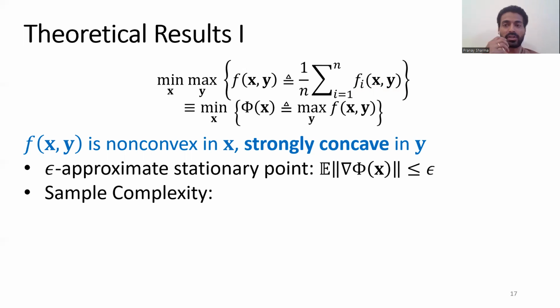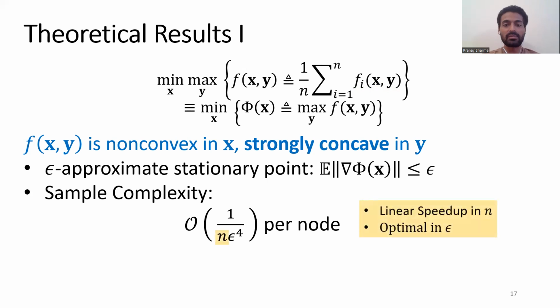And to achieve such a point, the sample complexity is given by order 1 over n epsilon to the 4 per client. So this is the computation which every client needs to do. This is the maximum computation which every client needs to do. Notice that there is n in the denominator. This means that as the number of clients increases, the computation each client has to do goes down. This phenomenon is known as linear speedup in the number of clients in literature.